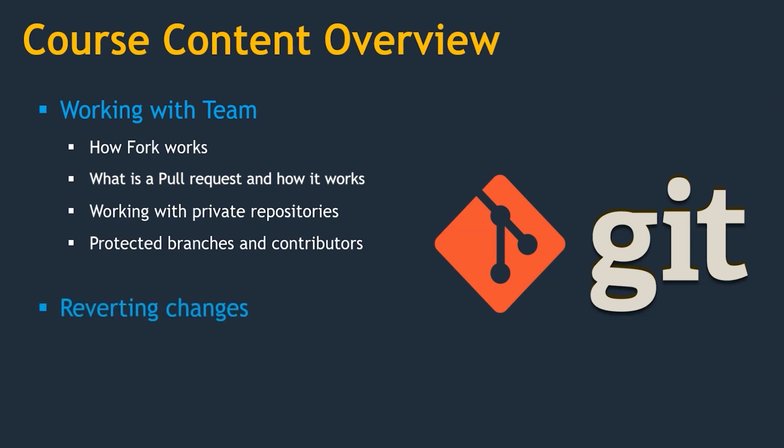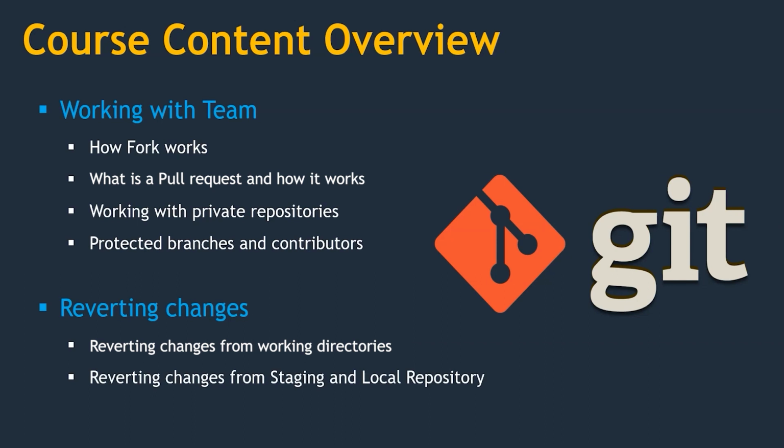Next, reverting changes. If we have made any changes to our working directory, how can we revert? Similarly, how can we revert from the staging area, the local repository, and the git ignore file?